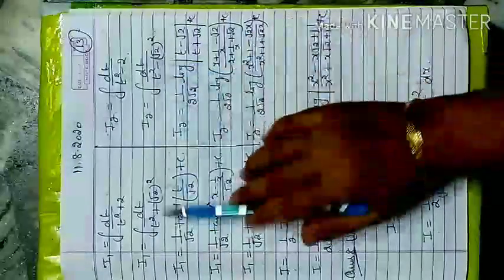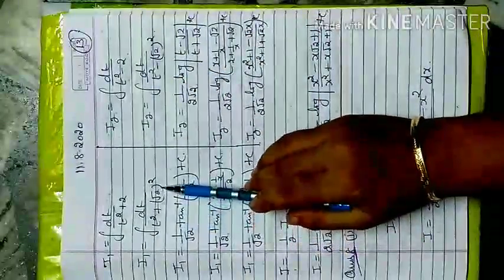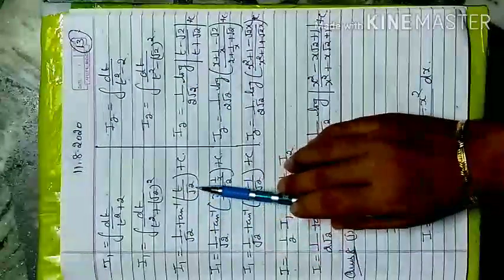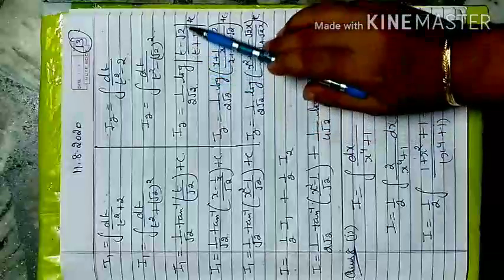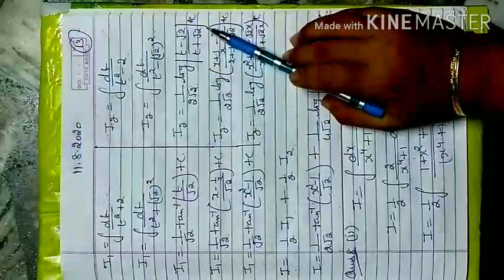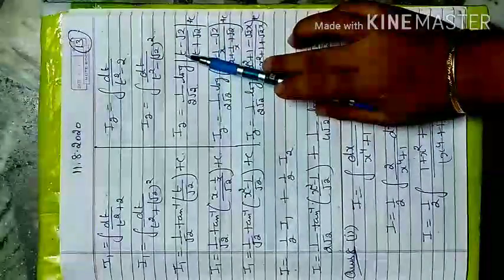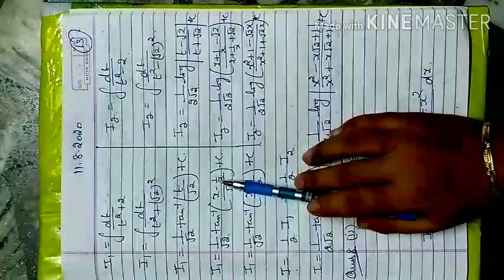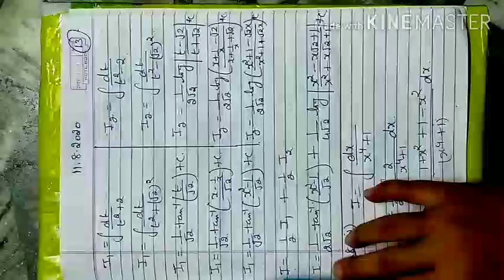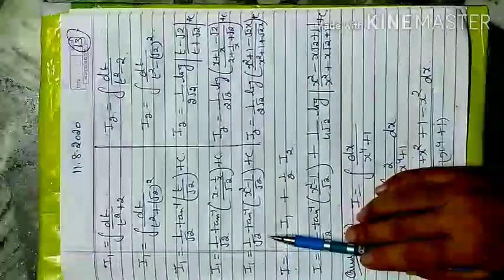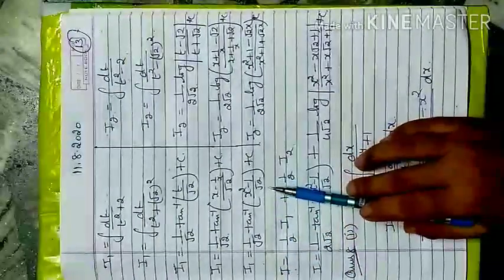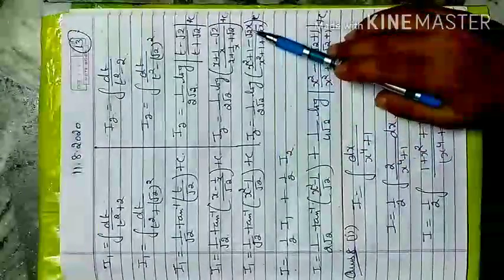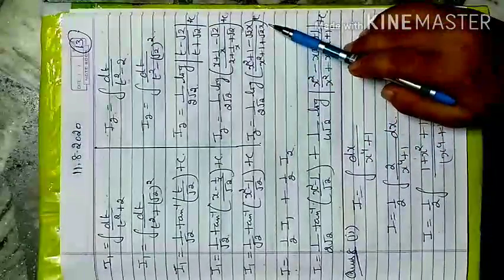But according to the sign, the formula is different. Here x square plus a square formula, here x square minus a square formula: 1 by a tan inverse x by a, and 1 by 2a log (x minus a) by (x plus a). So whatever the value in place of x is t, and in place of a is root 2. So now replace t back to x form, x minus 1 by x. Then exactly I1 value is 1 by root 2 tan inverse (x square minus 1) by root 2, and I2 is 1 by 2 root 2 log (x square plus 1 minus root 2 x) by (x square plus 1 plus root 2 x).